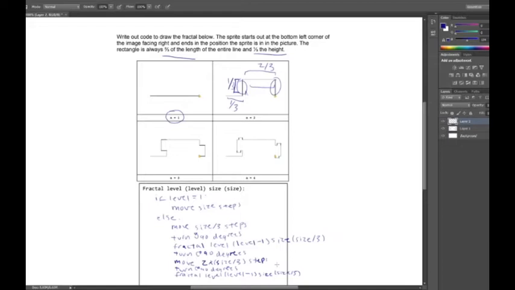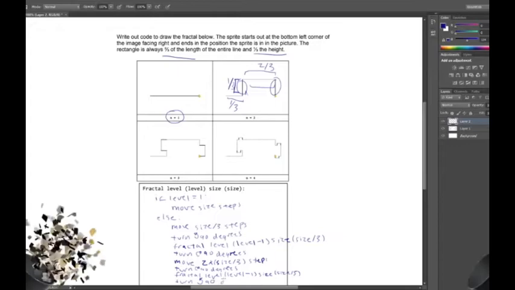Now we're almost done, except we need to change the orientation so that it's facing its original direction. This is especially important when we move on to higher levels of this problem. And we're done.